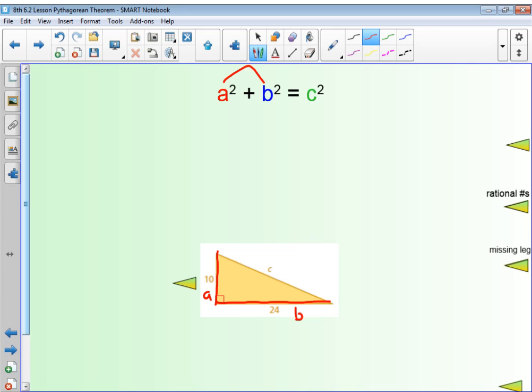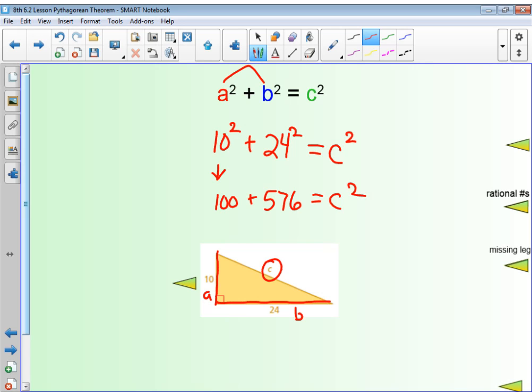So A is 10, remembering to put my squared on that, plus for B, I chose my 24 side, put my squared on that, equals, I don't know the C, so I'm still going to have to put C squared. Okay, so now I follow order of operations. Let's go ahead and simplify it. So my 10 squared gives me 100, plus, I don't know 24 squared off the top of my head, so 24 times 24 is 576 equals C squared.